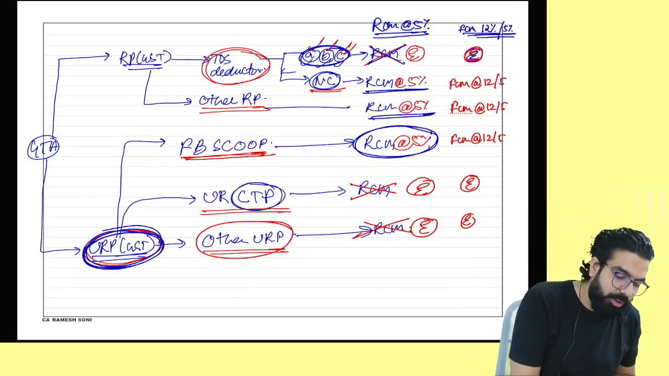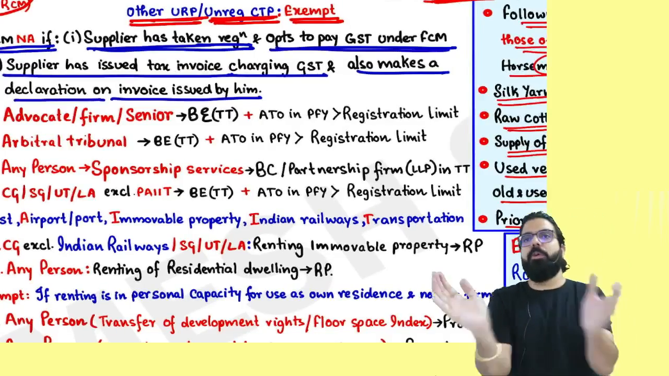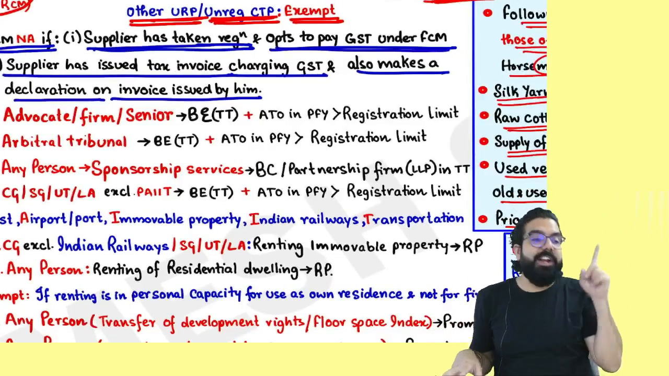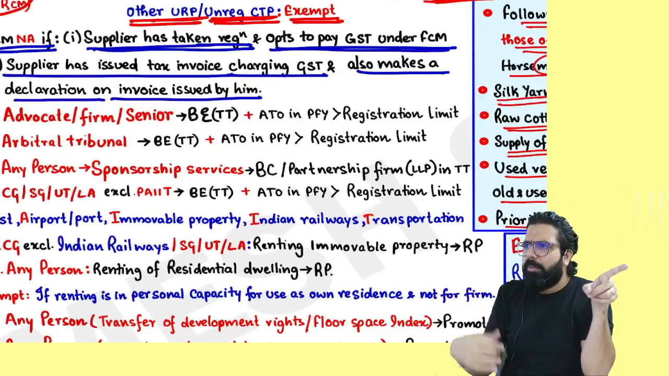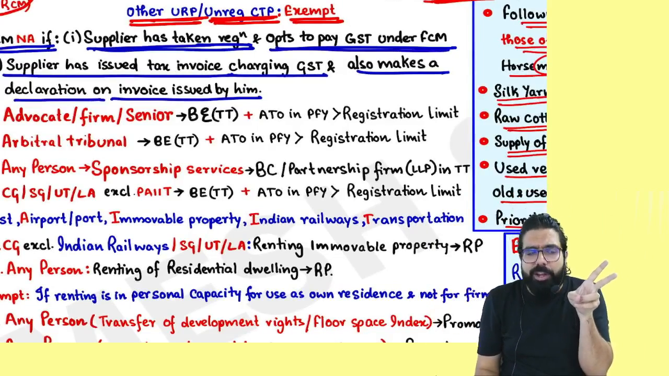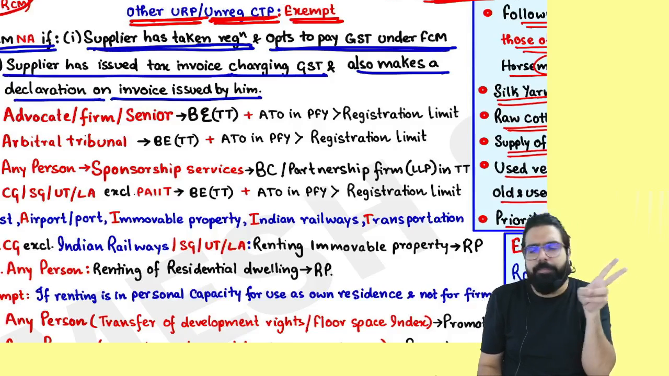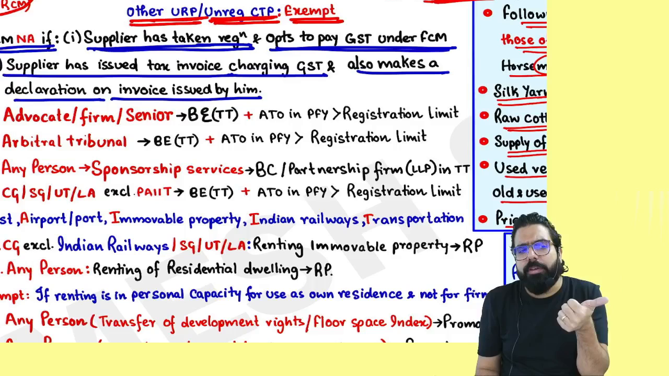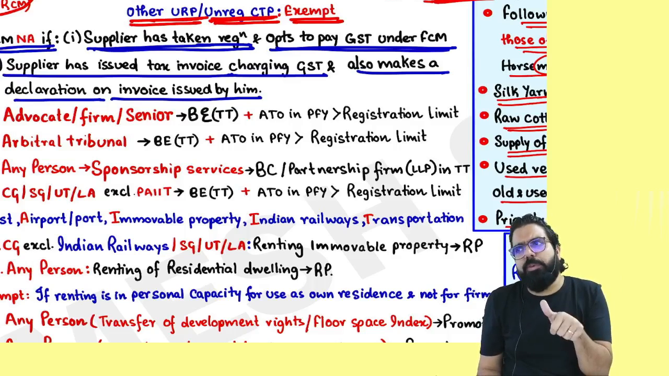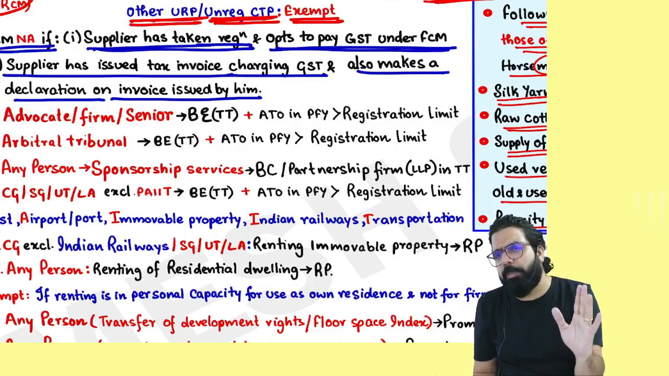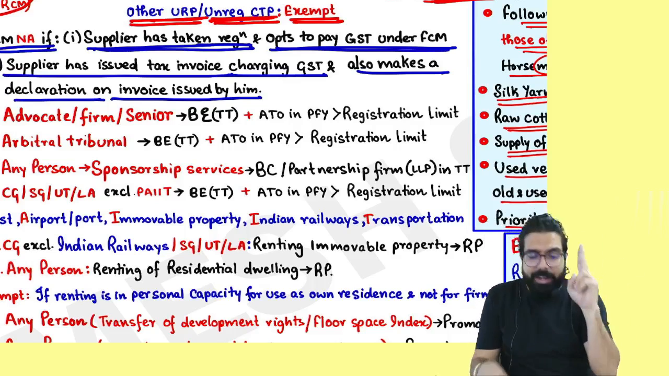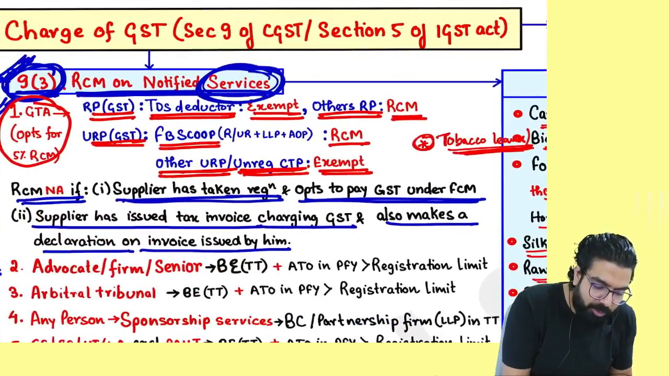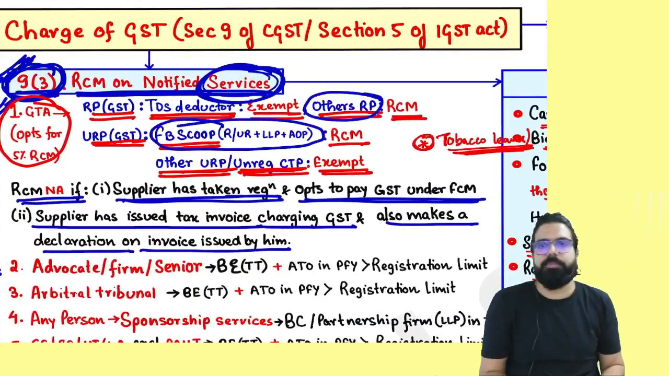Everyone over here now. Chalo, let's go ahead. People, tell me one thing. GTA is giving services, TDS deductor. Exempt. GTA is giving services to registered person under GST, RCM. GTA is giving services to FB scoop, RCM. GTA is giving services to unregistered casual taxable person, exempt. GTA is giving services to unregistered person, other unregistered person, exempt. So only in 2 cases it is RCM. Number 1 is which one? Other registered person other than TDS deductor and FB scoop. Can I go ahead, everyone?